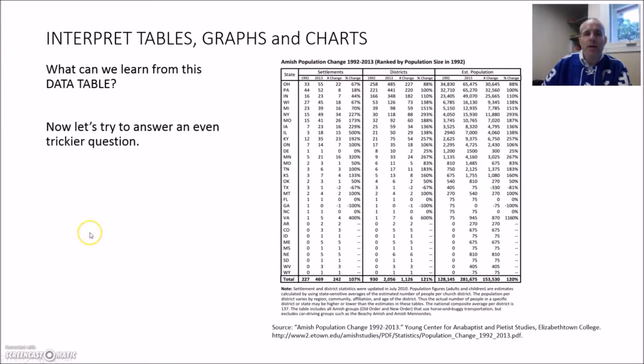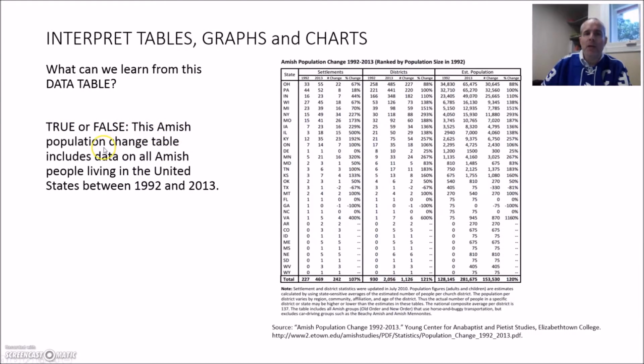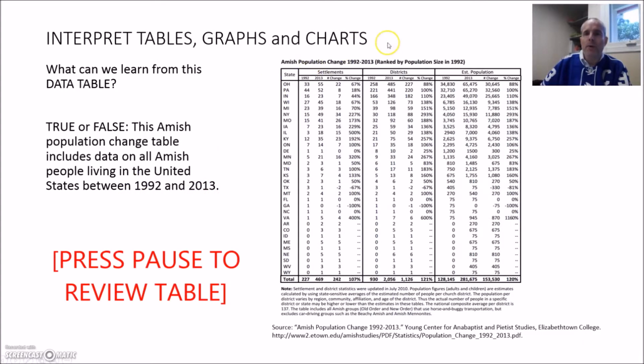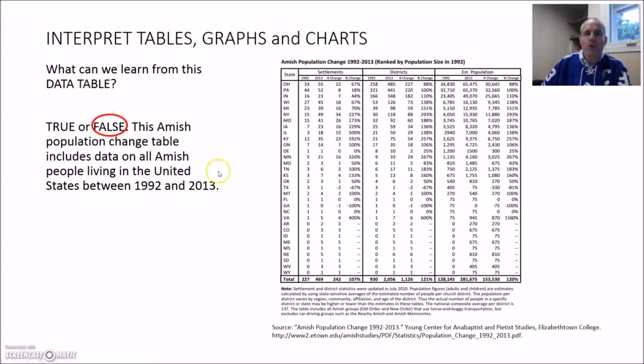Now let's try to answer an even trickier question. True or false? This Amish population change table includes data on all Amish people living in the United States between 1992 and 2013. To answer this question, take a moment and look at the entire table. You may press pause if you need a moment or two to think out the answer. If you chose false, you'd be correct.